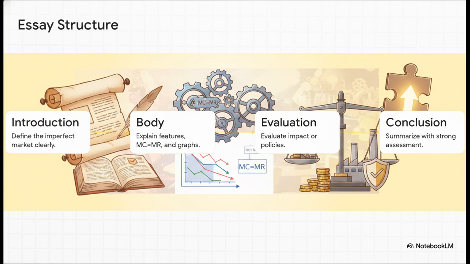But let's look at your massive Section C essay. Step 1. Your introduction has to explicitly define the exact imperfect market you're discussing. Step 2. The body. This is where you list out the characteristics, explicitly state that MC equals MR, profit maximization rule, and critically, you've got to nail those graphs, get the curves right, and definitely don't forget to clearly shade in the profit or loss areas. Step 3 is the additional part. Usually they'll ask you to evaluate how a monopoly impacts everyday consumers or how well competition policies actually stop collusion. And finally, step 4, wrap it all up with a really strong, definitive conclusion about the market's overall efficiency.